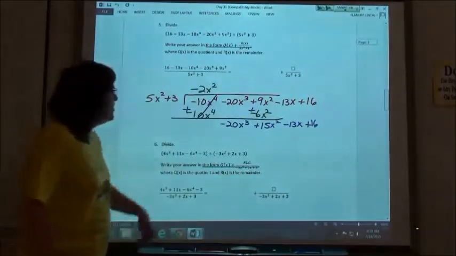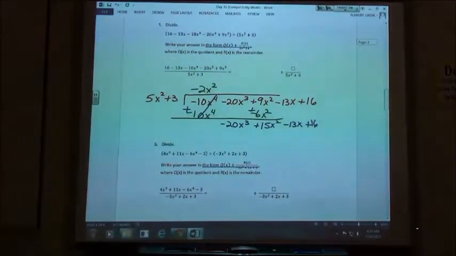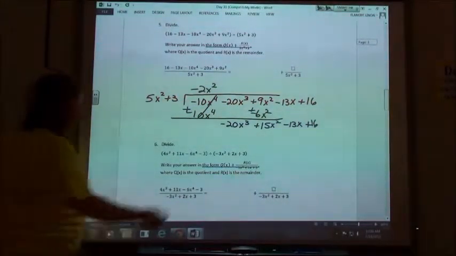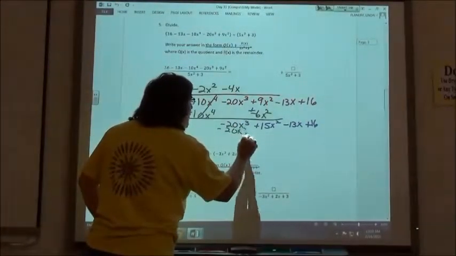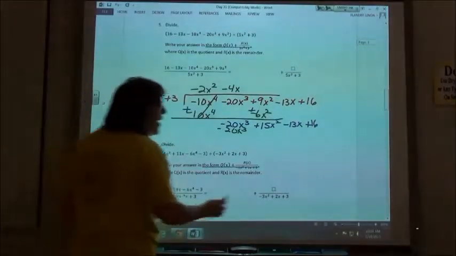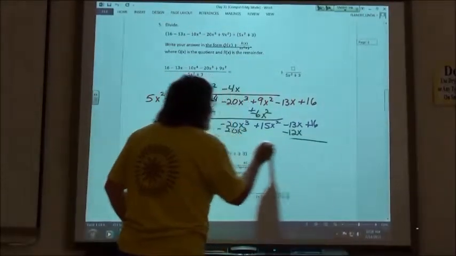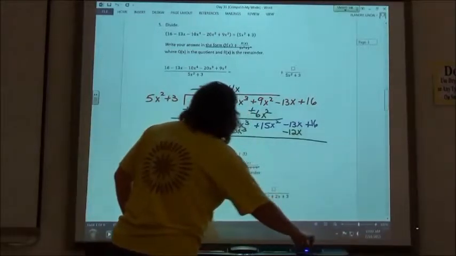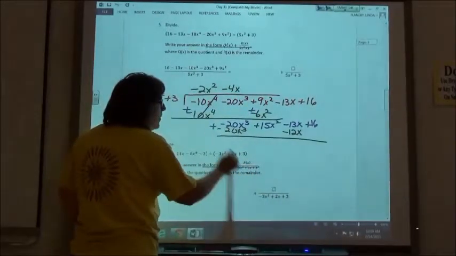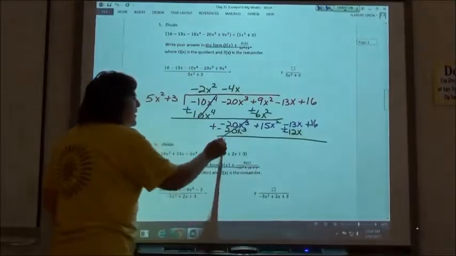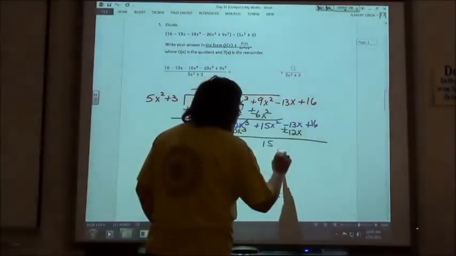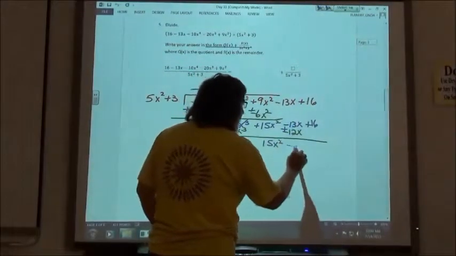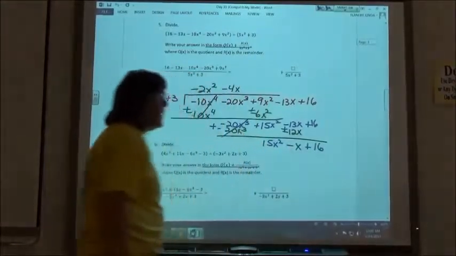And so what times 5x squared gives us negative 20x to the 3rd? Negative 4x. So we're going to get a negative 20x to the 3rd, and then we're going to get a negative 12x. Line that underneath our x column. We're going to subtract, so we change our signs. So this becomes positive, and that becomes positive. Cancels out our leading term. So we have 15x squared negative x plus 16 then.